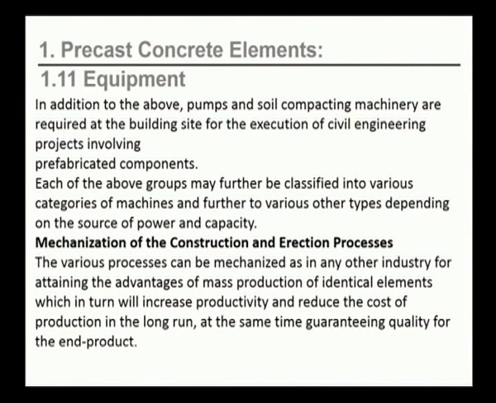Mechanization of the construction and erection process. These various processes can be mechanized as in any other industry for attaining the advantages of mass production of identical elements, which in turn will increase the productivity and reduce the cost of production in the long run, and at the same time guarantee a quality-wise perfect, error-free end product. On the basis of the degree of mechanization used, the various precasting factories can be divided into three categories.